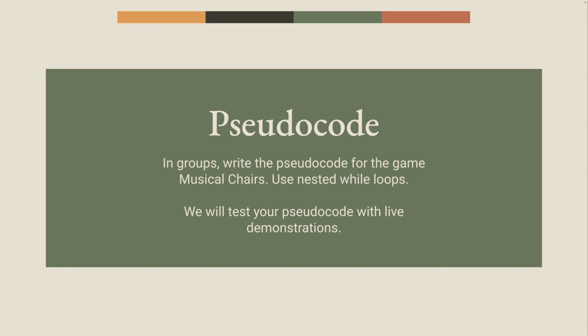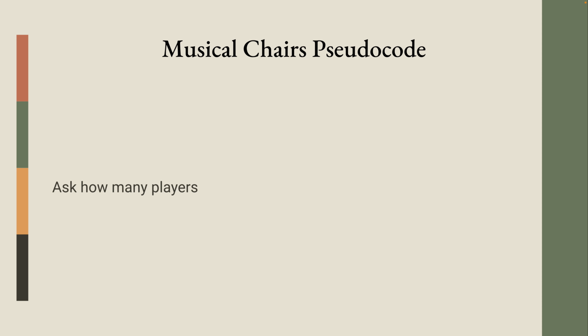Chairs equals chairs. Also, sorry, start your pseudocode with asking how many players. So you'll know how many players are playing the game, and then you can use that to figure out how many chairs should be starting the game. Honestly, I don't know. I think the outer loop is going to have to do with the chairs because that's going to be done even while the music is playing. Chairs equal to players, or chairs equal to players minus one.